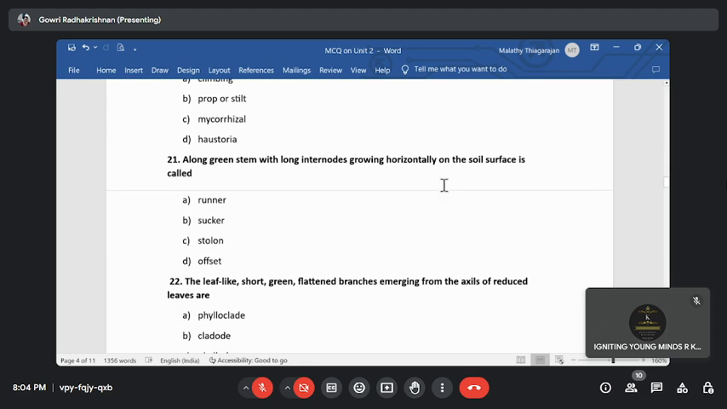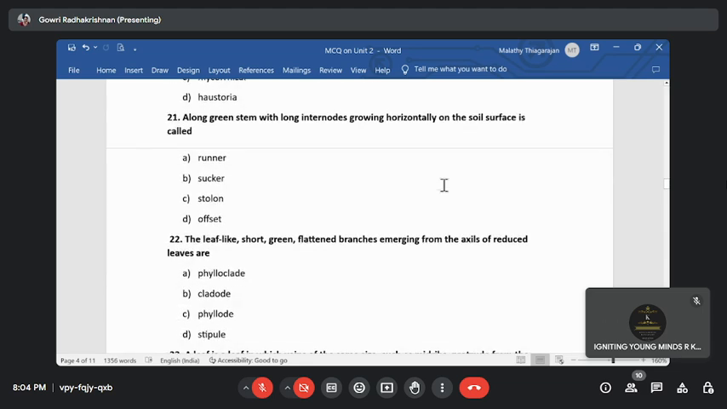All right. Now 21. A long green stem with long internodes growing horizontally on the soil surface is called stolon. Option C. It grows horizontally above or below the ground, producing roots and shoots along its length, and they use it for vegetative propagation.